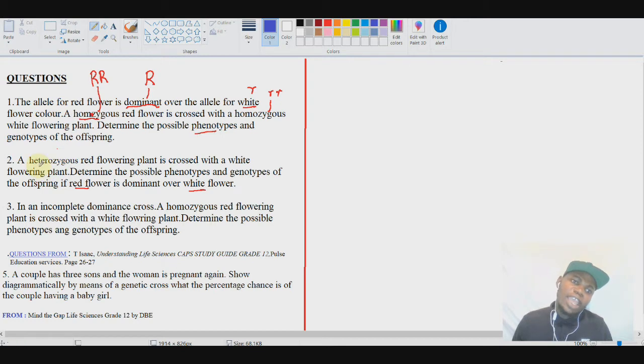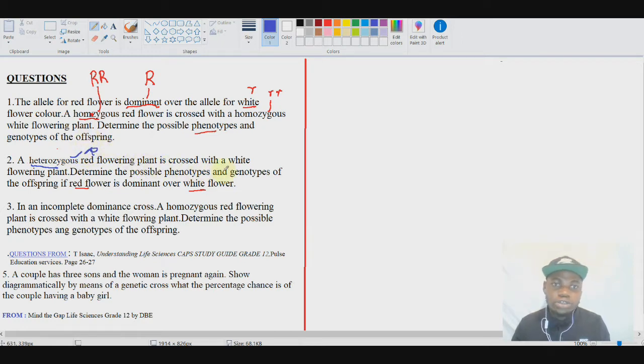Now they are saying a heterozygous. Remember, I told you, hetero in science means what? Means different. In science, when you're talking about homo, you are talking about the same thing. Now they are saying a heterozygous red flowering plant. The word to underline here is heterozygous. Remember, you choose letters to represent your alleles. So I'll use letters to represent my red flower. I choose the letter R to represent the red, right?